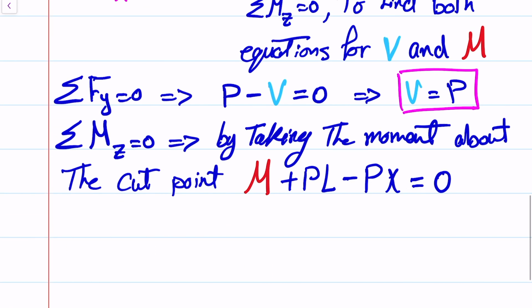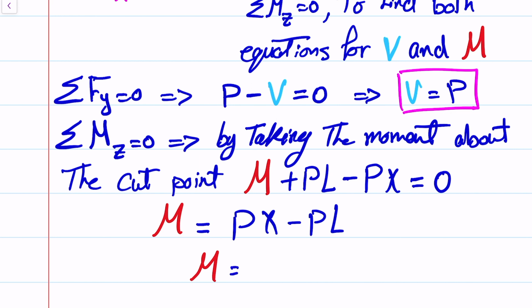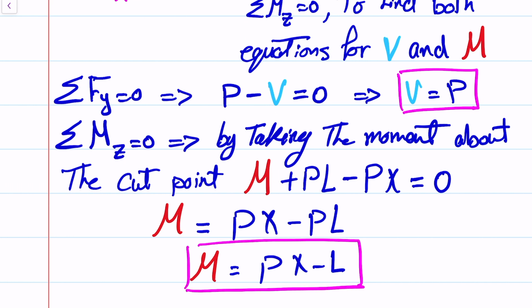That means M is equal to PX minus PL, or in other words, M is equal to P(X minus L). Oops, I need to add parentheses. These are the two equations for both moment and shear.